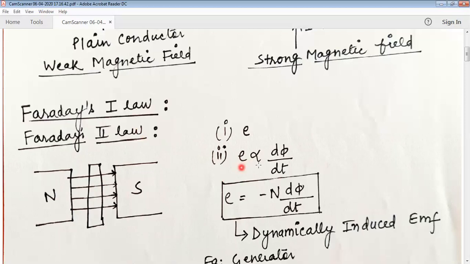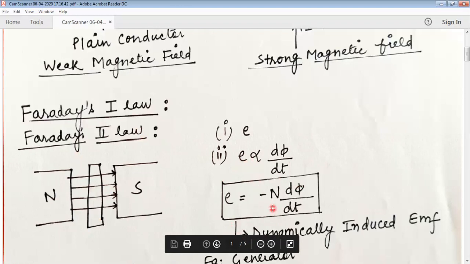When you remove the proportionality constant, one term comes in, that is minus N. N is the number of conductors. Here I have taken one conductor, so N will be 1. If so many conductors are there, N will be larger.